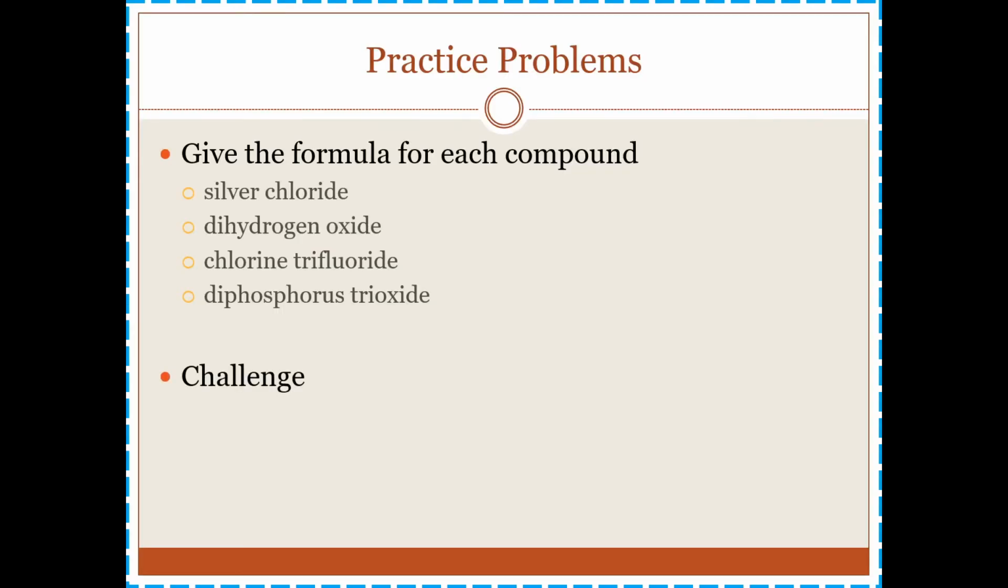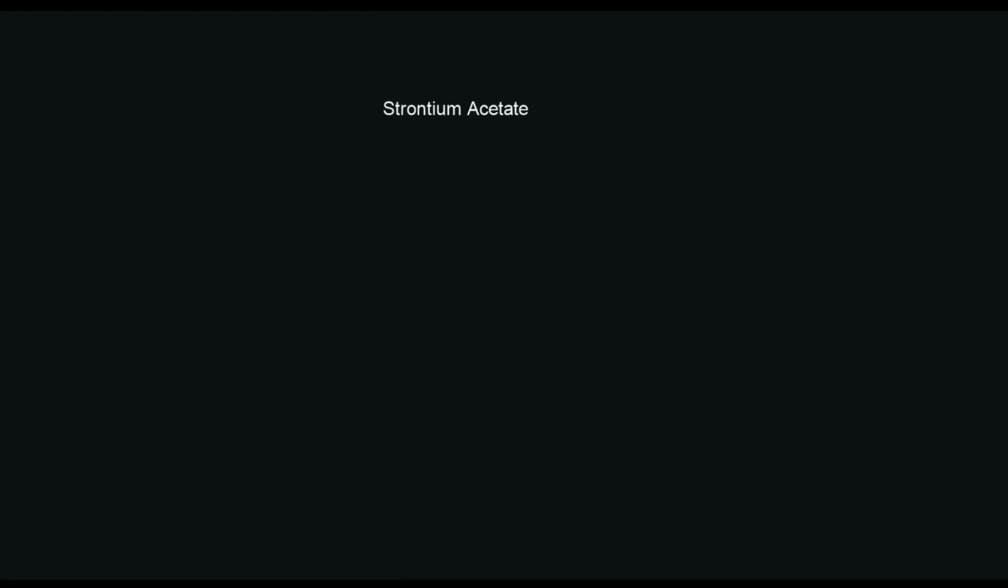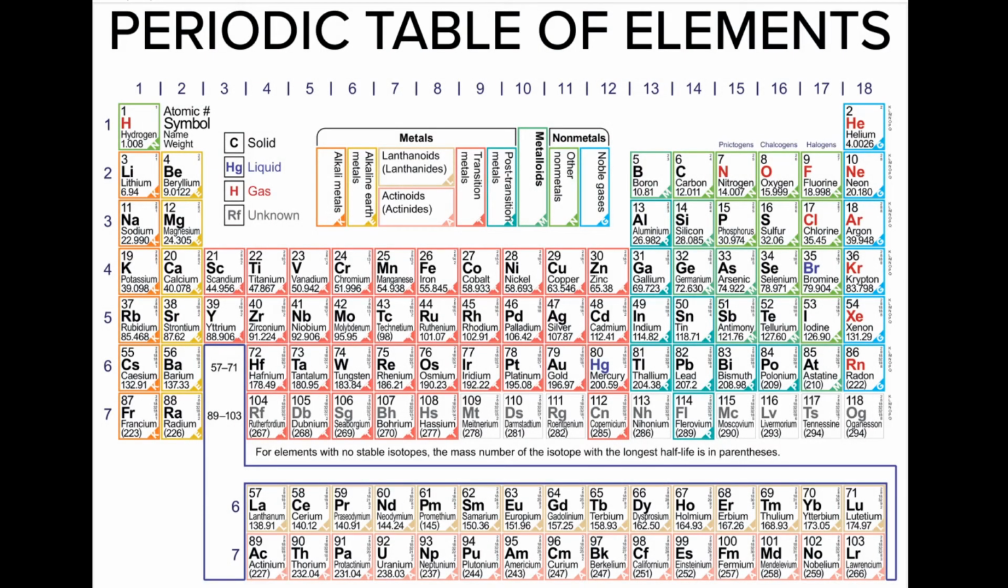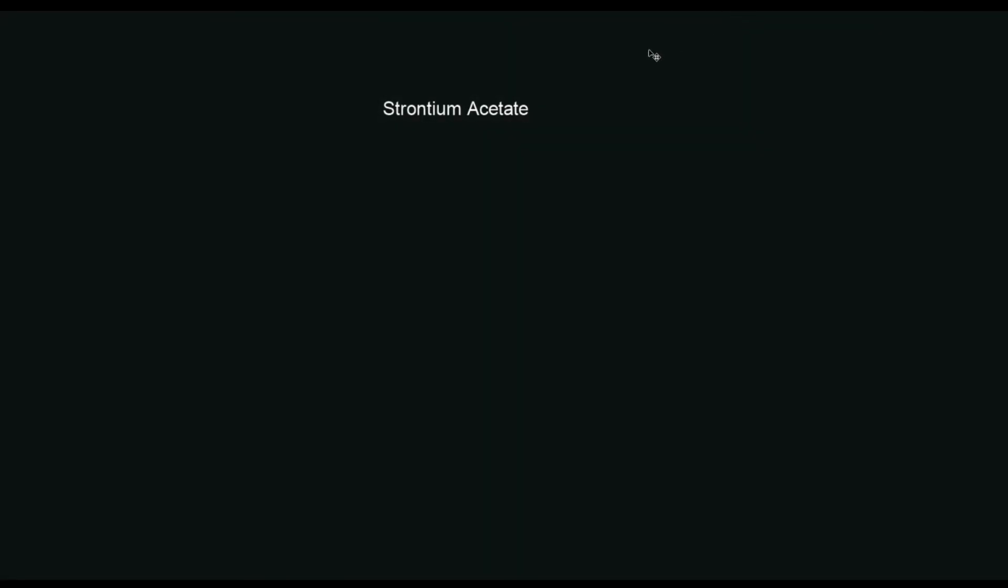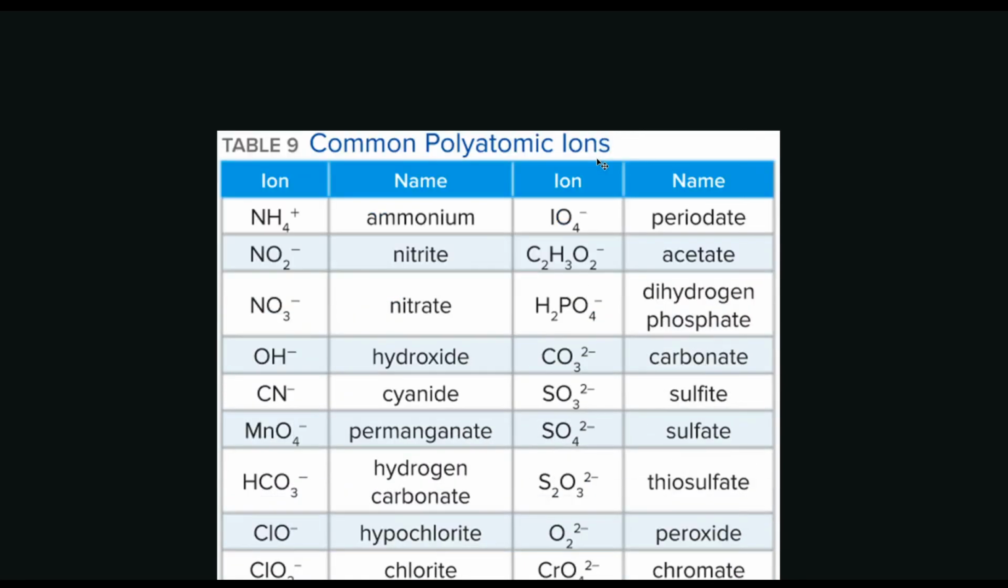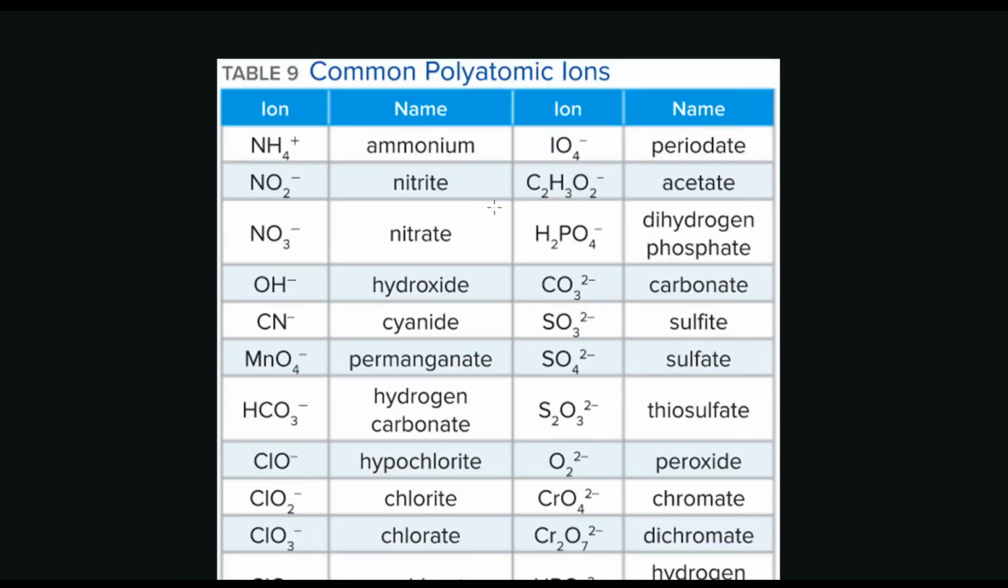So here's some challenges. So strontium acetate. For strontium acetate, let's look at our periodic table. So strontium is going to be Sr, but we don't find acetate on here. So acetate is going to be one of our polyatomic ions. So acetate is our C2H3O2 negative.